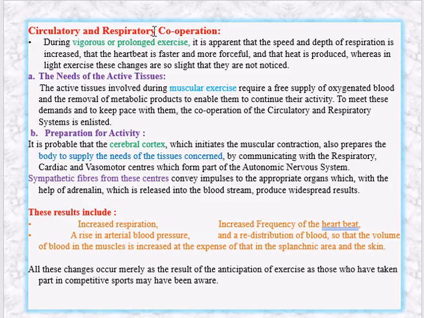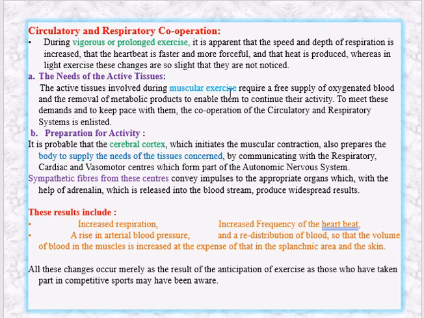Circulatory and respiratory cooperation during vigorous and prolonged exercise. It is apparent that speed and depth of respiration are increased, so that the heartbeat is faster and more forceful, and that heat is produced. Whereas in light exercise, these changes are so slight that they are not noticed. The need of the active tissue.